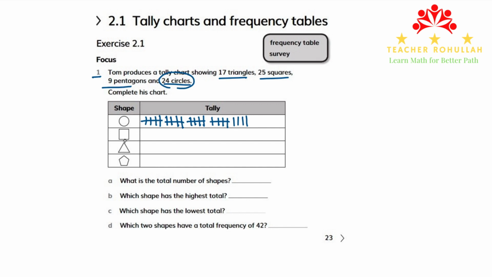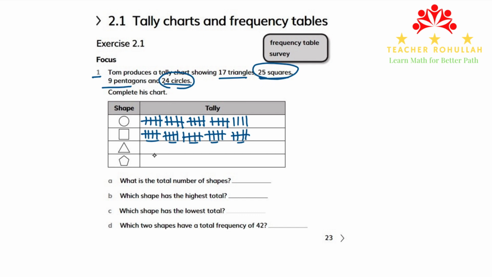The second one is a square. We have 25 squares. Now to show 25 squares, I will use tally marks. So we know that we have to group each 5 tally marks. 1, 2, 3, 4, 5, and so on, so 5, 10, 15, 20, 25. So the marks given here show 25 squares.